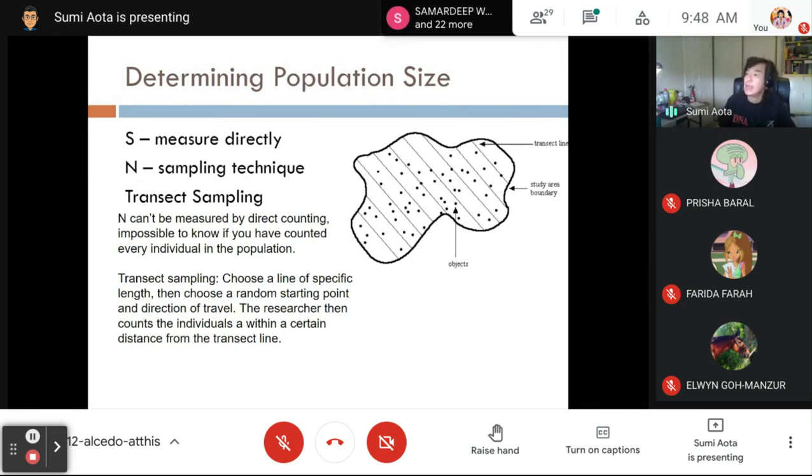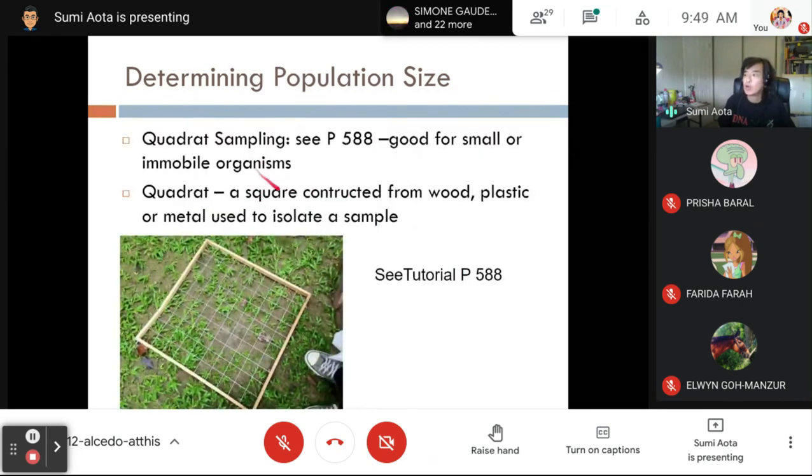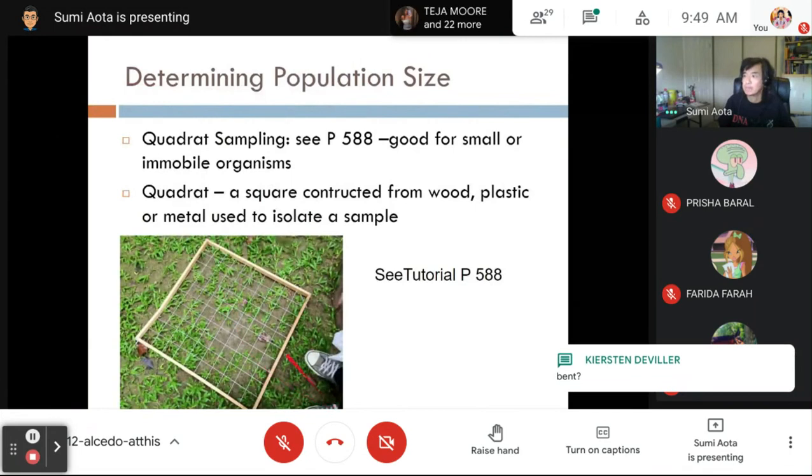So this is one way to determine population size. Another way is something called quadrat sampling.